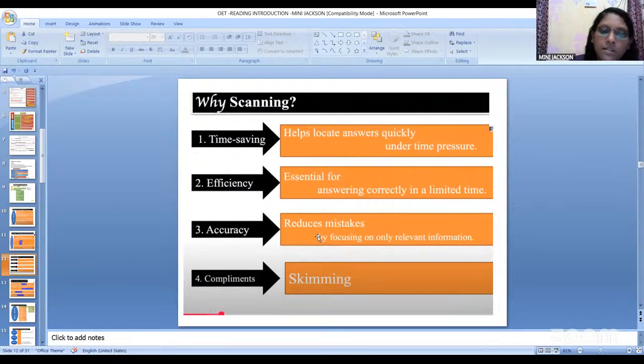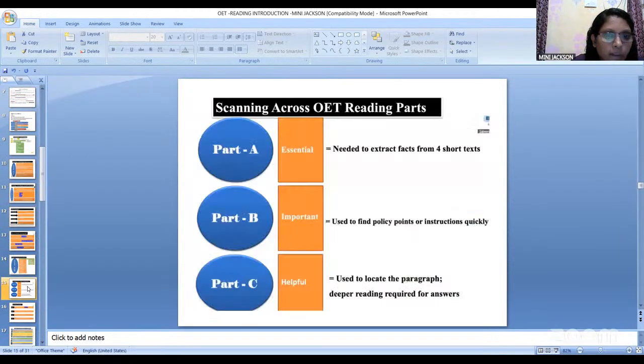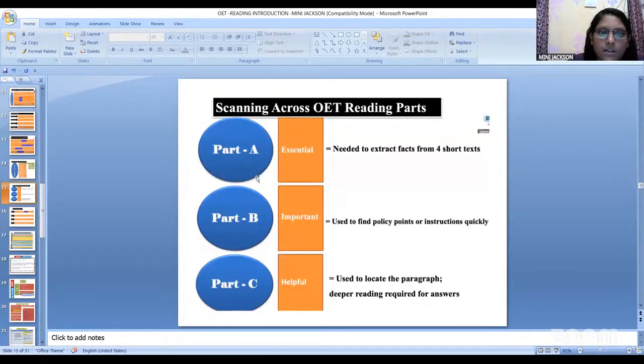Then complement. This is skimming. Skimming is how we go for the detailed study. Then scanning means, across the OET reading parts, what is that? We will get the essential facts, which means we need to extract facts from the short text. What is extracting facts? Only the essential things we need to focus on. If the question is related to diabetes, it is mentioned about the definition or description or types in the first paragraph. You have to focus. Okay, you have an idea about that.